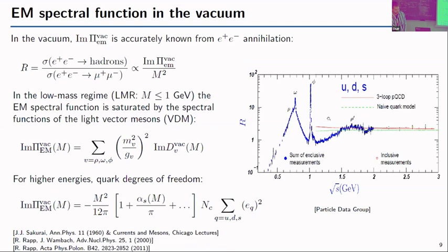And you see in the low mass region, the vector mesons, the rho, the omega, and the phi really are the important building blocks here. So they saturate the EM spectral function, which gives rise to this vector meson dominance model. So you can write the EM spectral function as a combination of spectral functions of the light vector mesons, rho, omega, and phi in this way. And at higher energies, you see this dissolves into a continuum, which you can then describe in terms of perturbation theory and quark degrees of freedom.